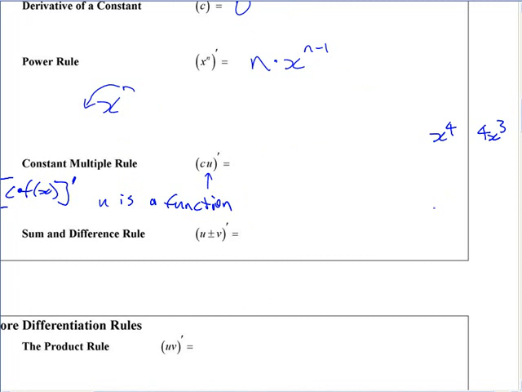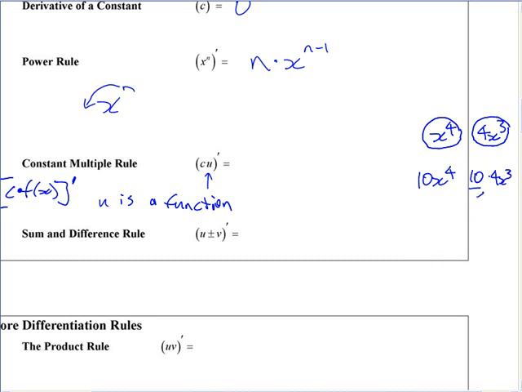4x cubed. What would the derivative of 10x to the 4th be according to this? Think about what the derivative is. The derivative is the slope. The slope's the rate of change. This function is changing at this rate. This function that is 10 times as big here, it's going to be 10 times 4x to the 3rd. It's going to be 10 times the derivative.